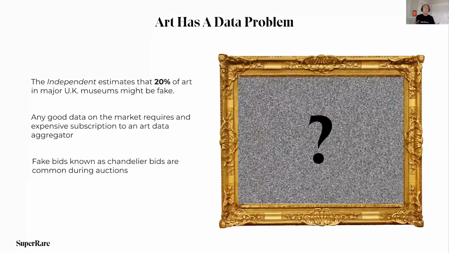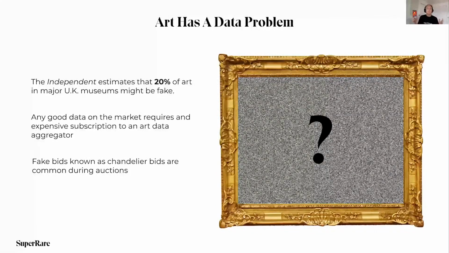So not many people know that art has a data problem. The Independent estimates that up to 20% of art in major UK museums might be fake. And this might be understandable with some of the older pieces in their collection. They might be hundreds of years old. How can they possibly actually know who created the art and when it was created? But this extends beyond really old pieces of art and goes into the contemporary art market.